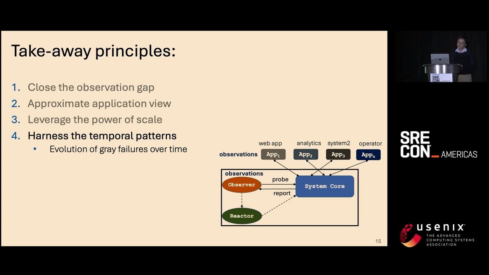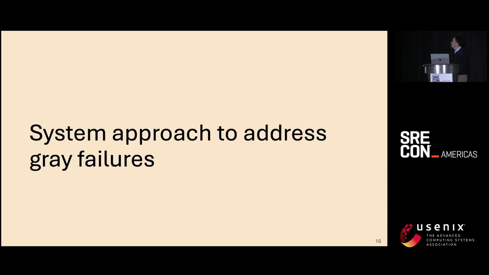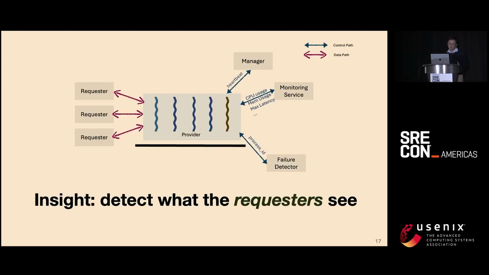And lastly, in addition to leveraging this spatial dimension, gray failure also often evolves over time. So correlating differential observability over time can help identify and pinpoint the problem. Next, I'm going to present one system solution that follows these aforementioned principles. Traditionally, when we detect failures in large systems, we typically use some special kind of controller, such as managers or monitors, to measure signals like heartbeats or CPU usage. But based on the principles, our insight is that we should also detect what the requesters to a system are seeing.